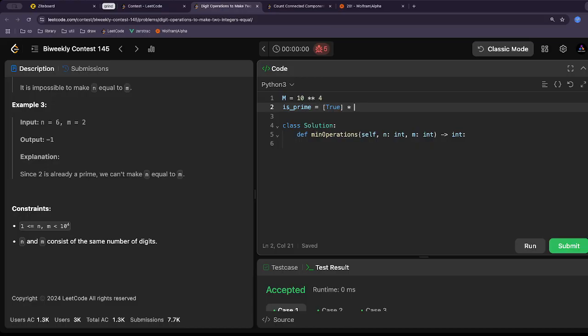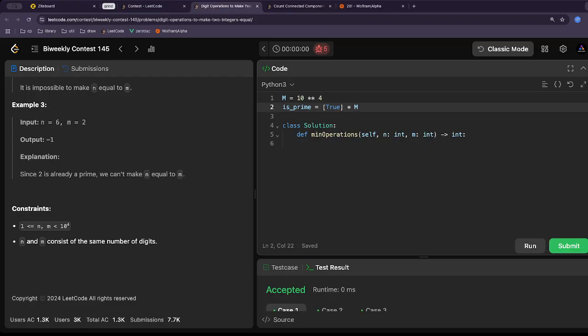Yes, exactly. Good point. I'm doing this outside of the class, so it's going to run only once for all the test cases. That's why I'm using the maximum value in the constraints. I'm not using the values here, because it's going to work for all test cases.